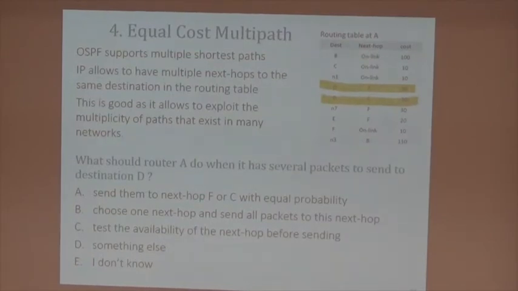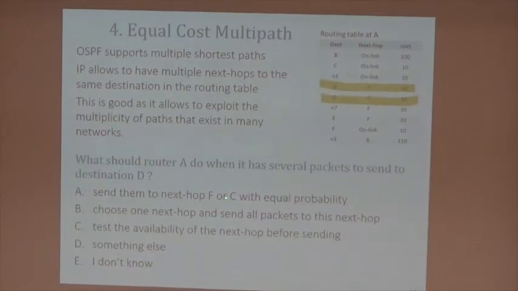And the majority says A, send them to the next hop with equal probability, which makes sense globally, but perhaps not always. What if all of these packets are coming from the same source connected somewhere such that A is on the path, and it's one TCP connection, for example. So if all packets are from the same TCP connection, is it a good idea to send them on different paths? What do you think? They can be maybe reordered, exactly.